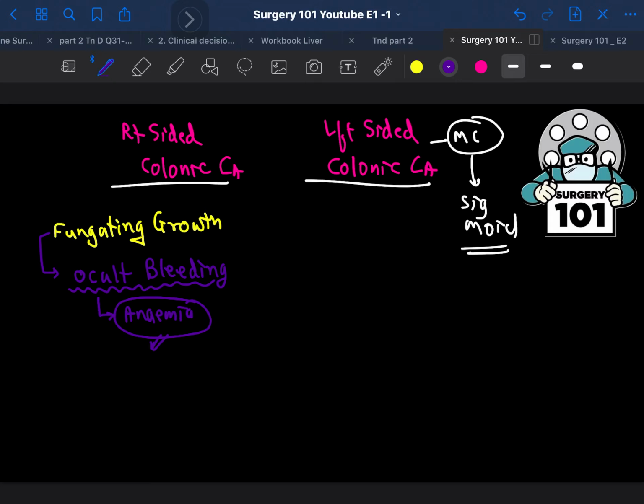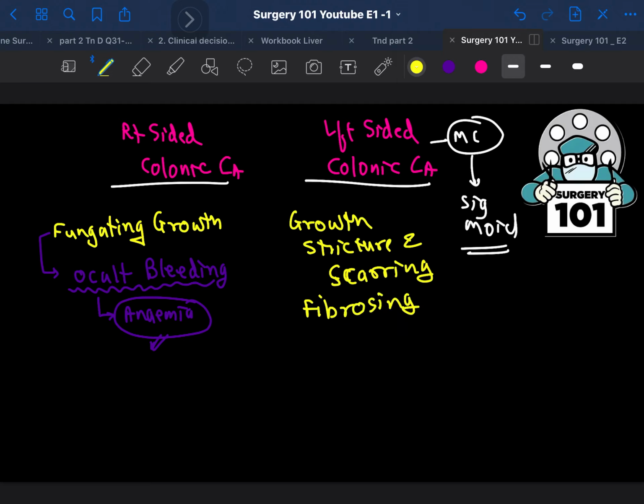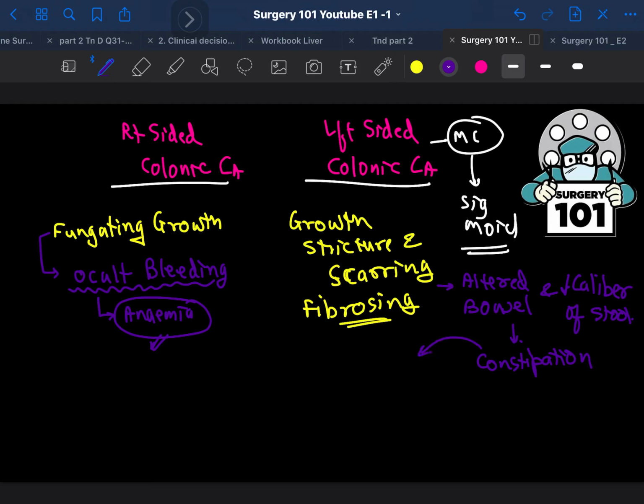On the other hand, in the left-sided colonic carcinoma, there is a growth which presents with a stricture and scarring. In other words, it is a fibrosing growth. Because of this, there is an altered bowel habit and a reduction in the caliber of the stool. Followed by this, the patient may develop constipation. And ultimately, if all this continues, the patient will end up with intestinal obstruction.